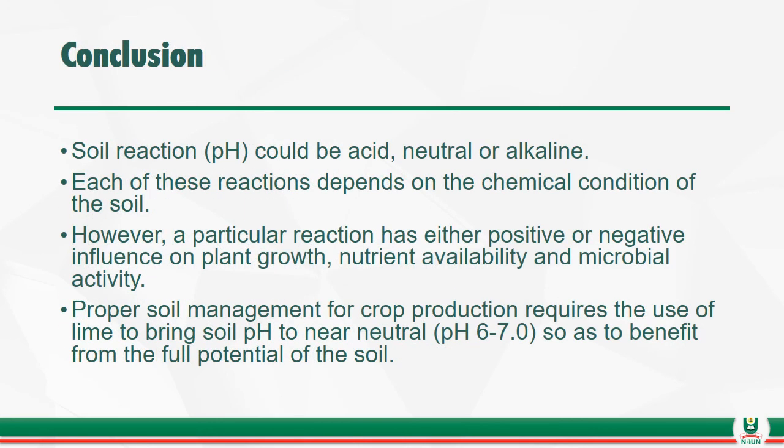In conclusion, we say that soil reaction could be acid, neutral, or alkaline. Each of these reactions depends on the chemical condition of the soil. However, a particular reaction has either positive or negative influence on plant growth, nutrient availability, and microbial activity. Proper soil management for crop production requires the use of lime to bring soil pH to near neutral, so as to benefit from the full potential of the soil.